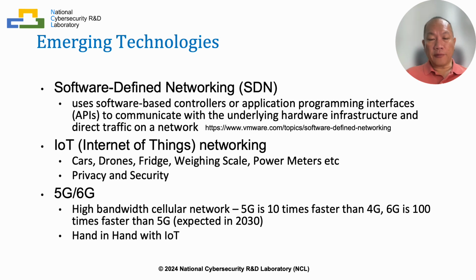And 5G and 6G work hand in hand with IoT devices. While IoT devices can still work with 4G, they're not so good when the network is slower and the bandwidth doesn't catch up with them.